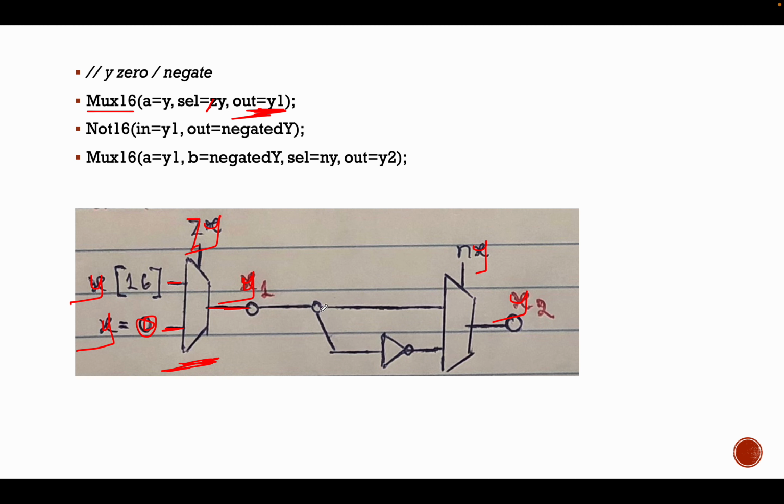And then again, it happens through the same process that I've explained in the previous slide. This one goes into the NOT gate, whereas this one goes straight into the multiplexer. This one goes to the NOT gate and then straight into the multiplexer. And the second multiplexer obviously outputs y2, and the result will be determined by this single bit over here, ny.